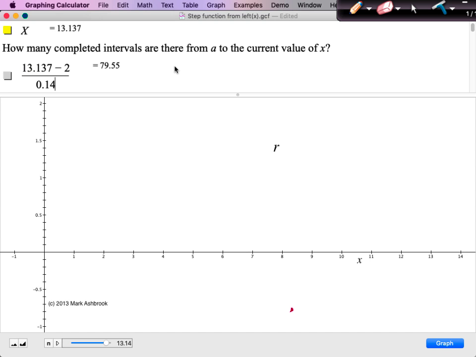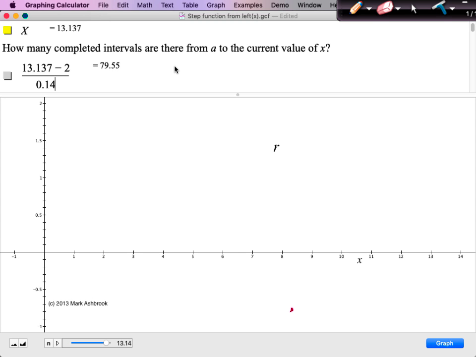The 0.55 represents what? It's kind of like the percentage of the way through the current interval, right? We're like 55% of the way through the current interval. So if it were 79.9, how many completed intervals? So 79. Okay. So there's a mathematical operation that does this. You guys seen that before? That gives you the previous integer no matter what your decimal is. It basically truncates off the decimal.